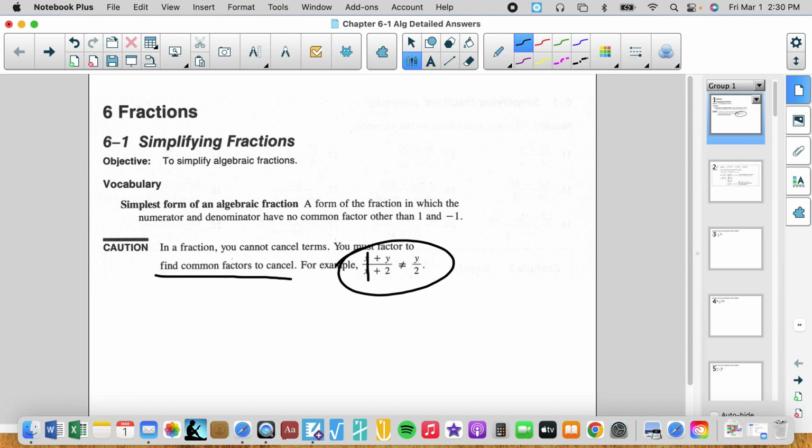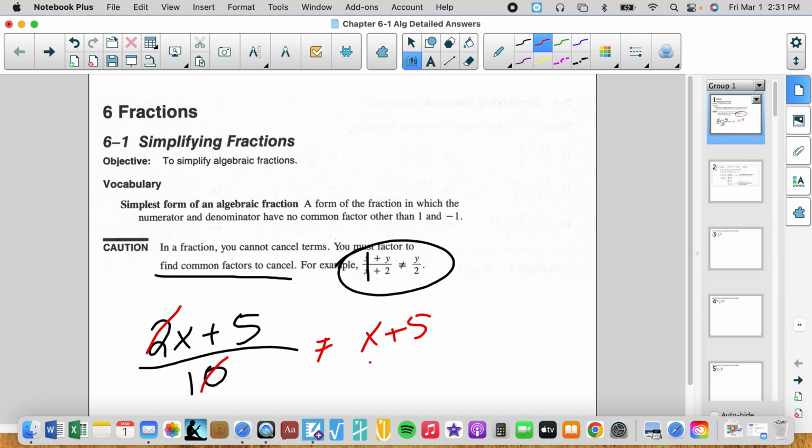So for instance, if we have something like 2x plus 5 over 10, these can't cancel. The 2 and the 10 cannot cancel. A lot of students think that you can cancel this and you get x plus 5 over 5. And then maybe they even cancel the 5s after that and are just left with x. That does not happen. It doesn't work that way. The only time we can cancel is when we are multiplying.